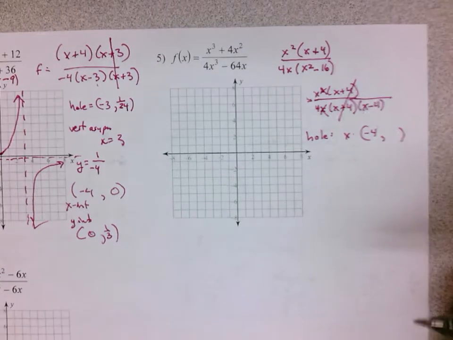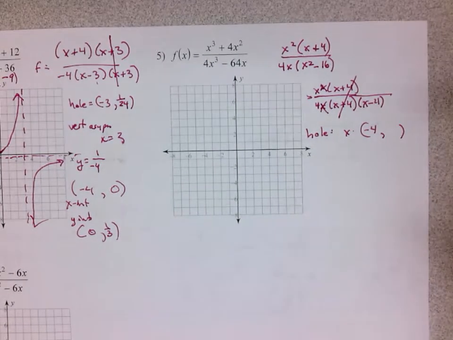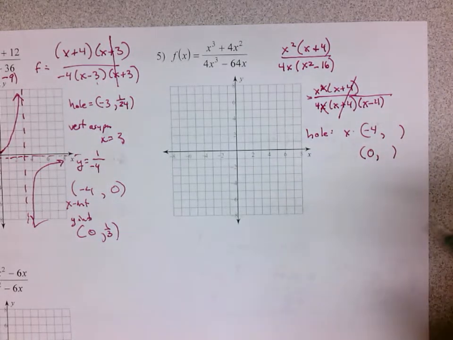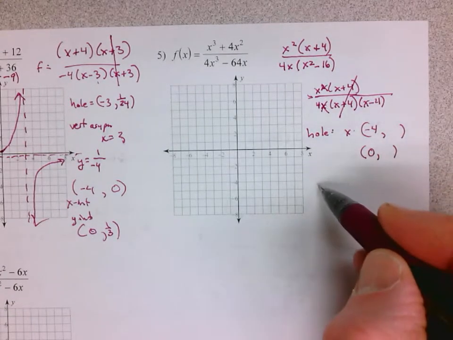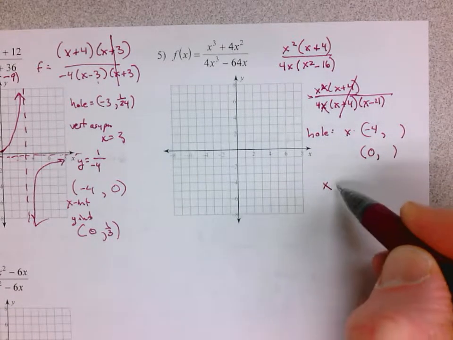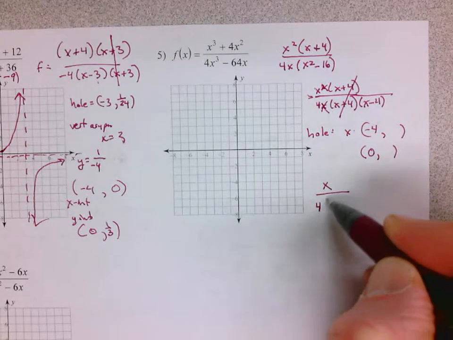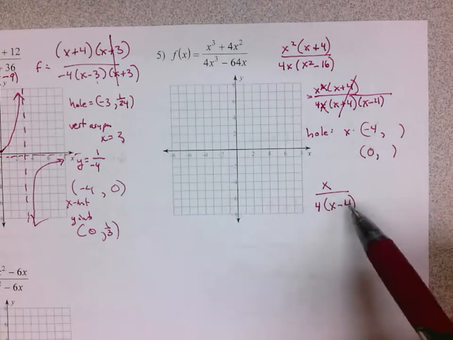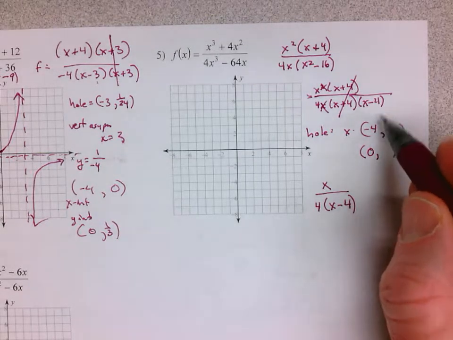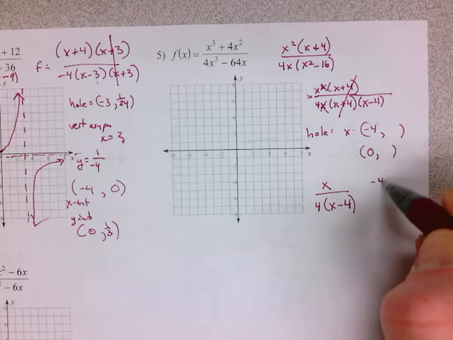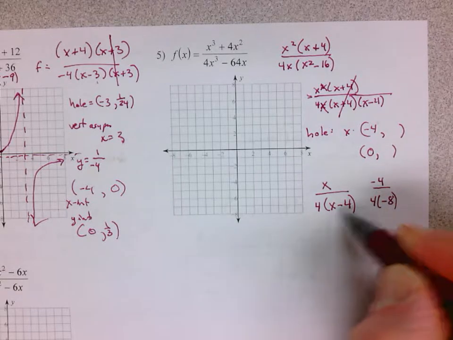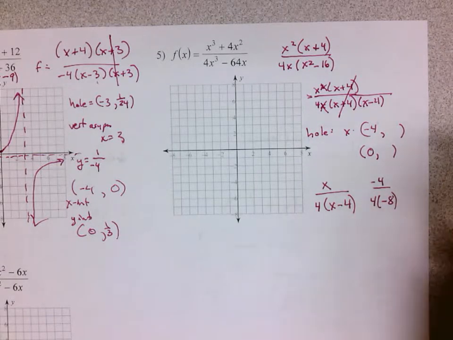So the question will be, is there a hole? Well, I canceled out one of the x's. So if I cancel one out, then there's going to be a hole at 0. We'll check that out in the calculator just to make sure. Okay, so my new form of my function, the reduced form, is x over 4 times x minus 4. And so now when I go to plug in my -4, I get -4 over 4 times -8. So that's 1/8.